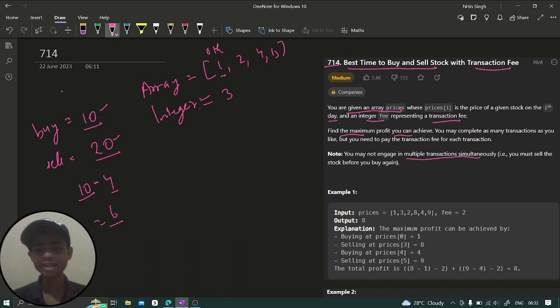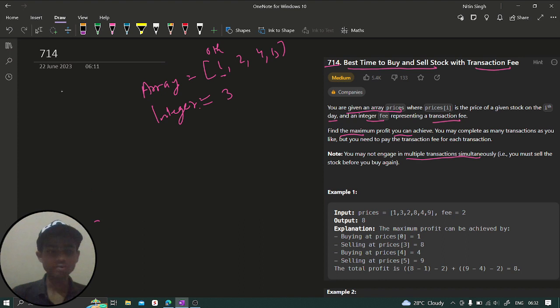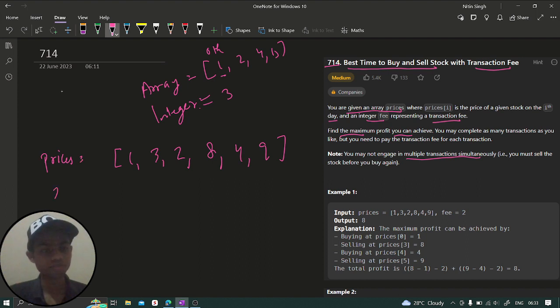Then only you can buy another one. Now let's see the example and try to understand this particular thing. So guys, we are given an array of prices here, 1 3 2 8 4 9. So let's write it over here. So this is the array of prices, and the transaction fee is nothing but 2. Fine, it makes sense.